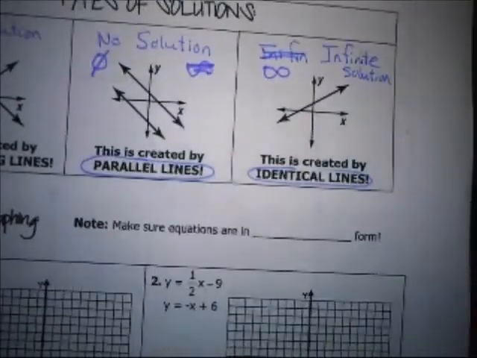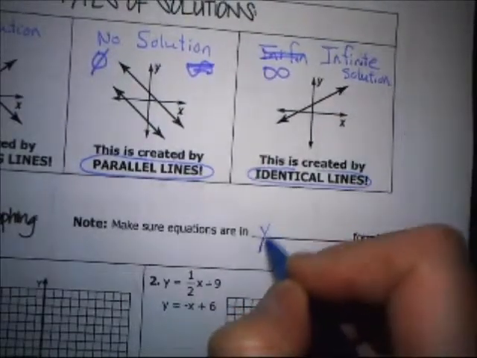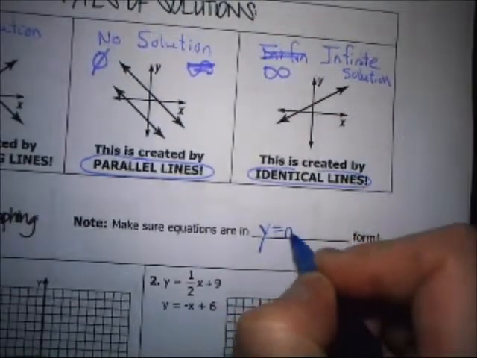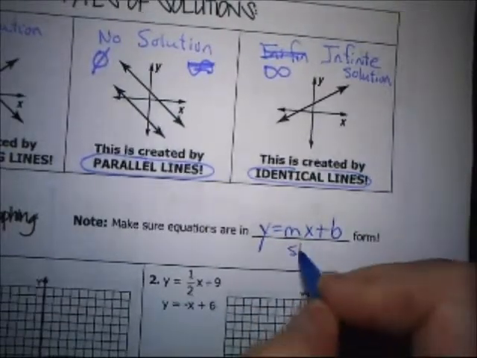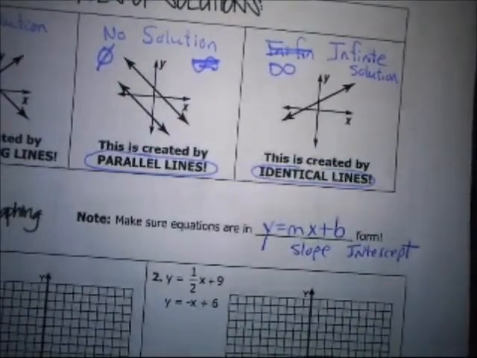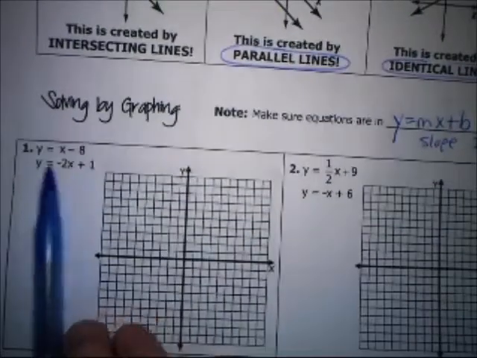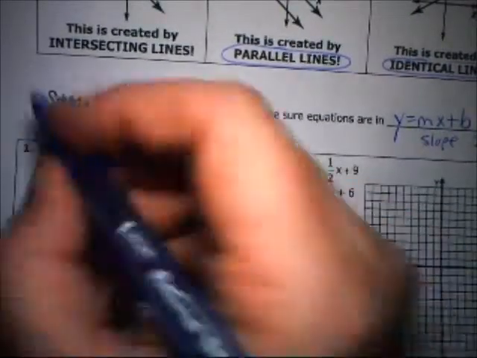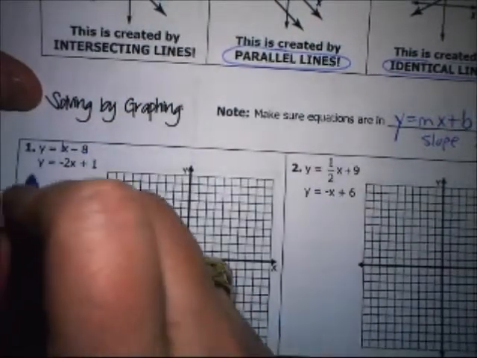Okay, the first thing we need to make sure of is that our equations are in slope-intercept form, which is y equals mx plus b. Okay, slope-intercept form. So if I look at the first one, this has y equals, and there's an understood 1 in front of that, x minus 8. This is written in the correct form.